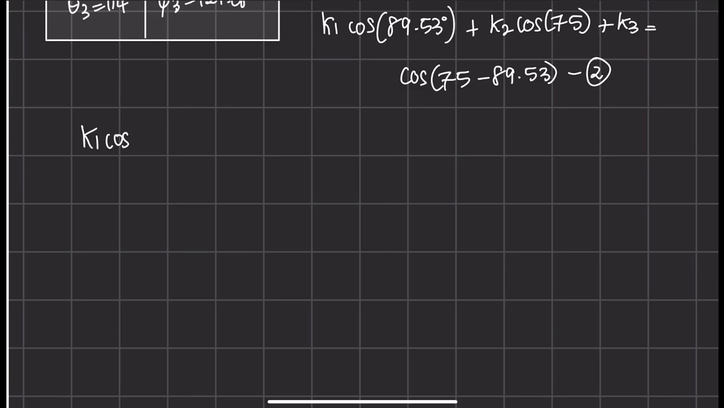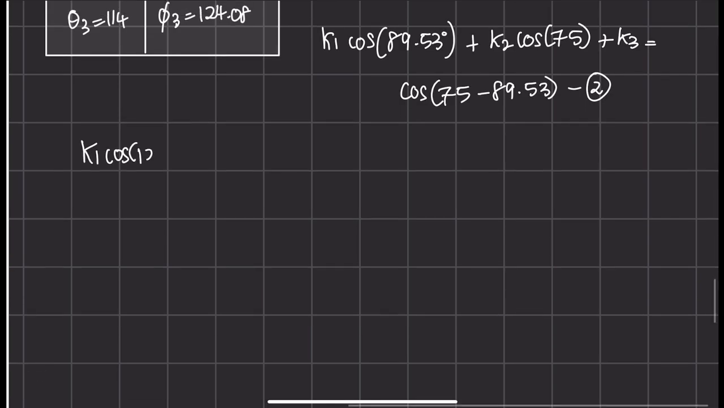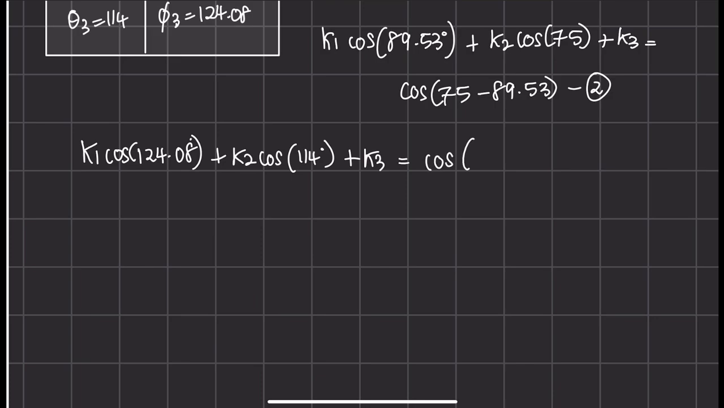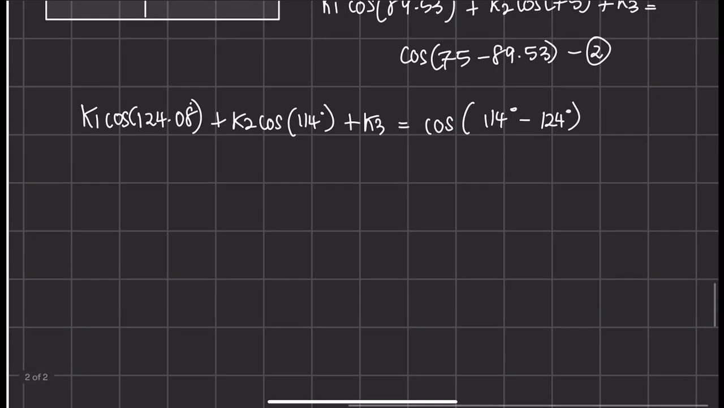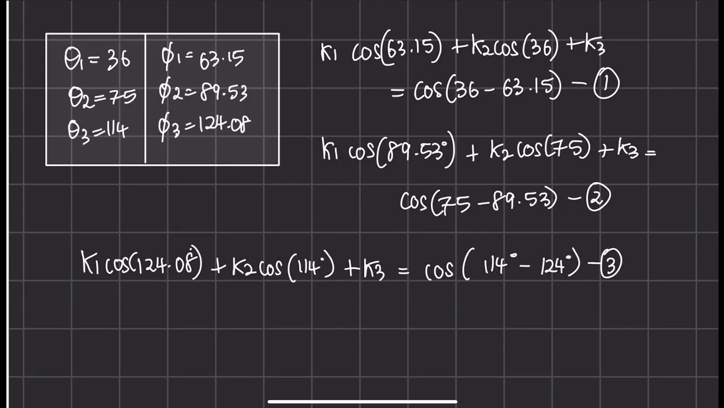K1 cos 124.08 plus K2 cos 114 plus K3 is equivalent to cos of 114 degree minus 124 degrees. This is our third equation. For finding the values of K1, K2 and K3, we will be using Cramer's rule, or we'll be using calculators to find the values of K1 and K2 and K3 using simultaneous equations.